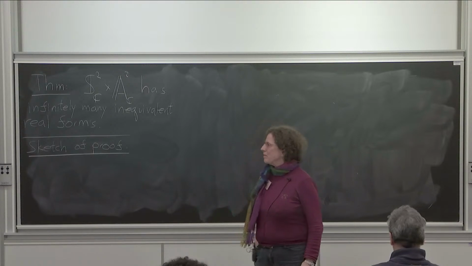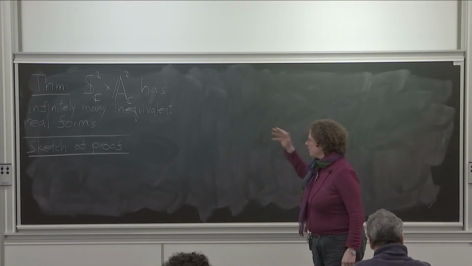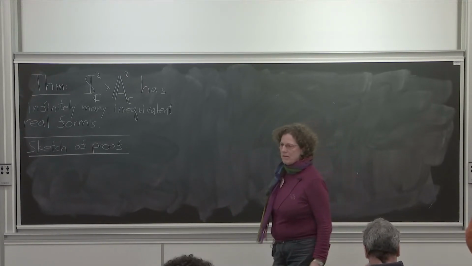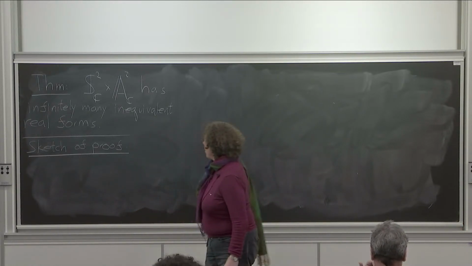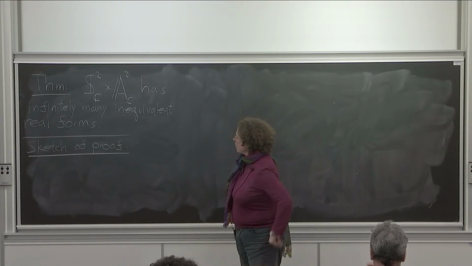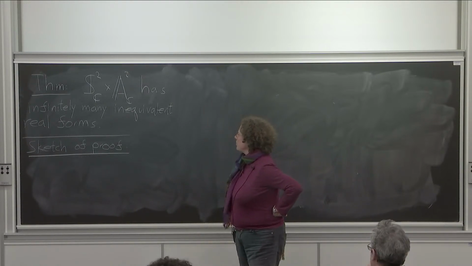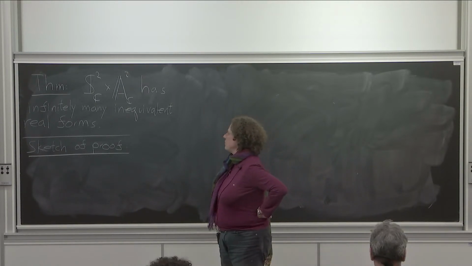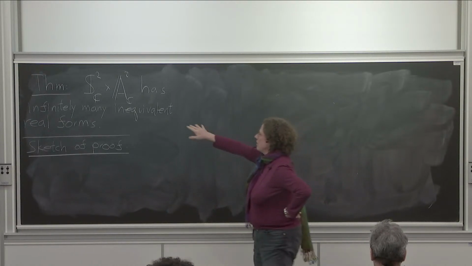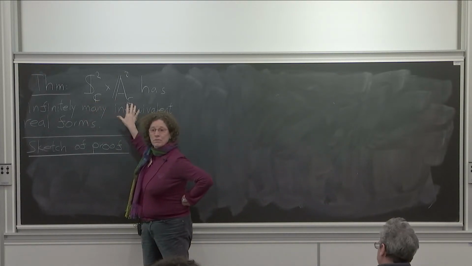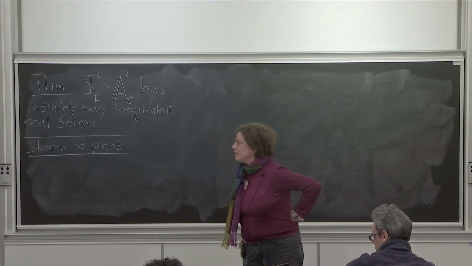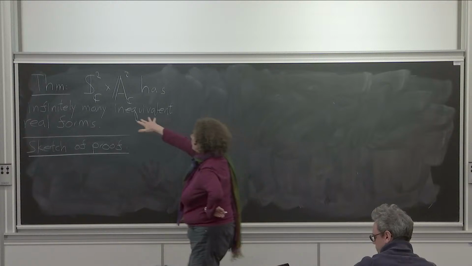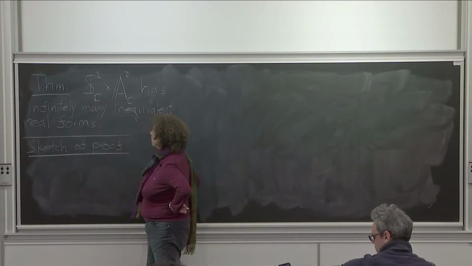Okay, so I will continue with the theorem that I stated at the end of yesterday's talk, about an example where you get infinitely many inequivalent real forms of a relatively simple, rational, four-dimensional, affine variety. It's given by this one.